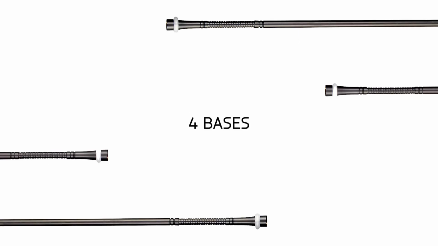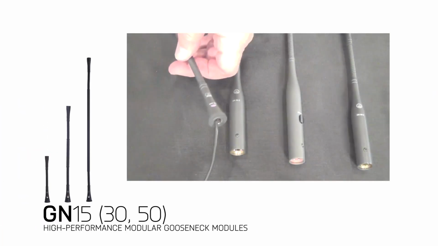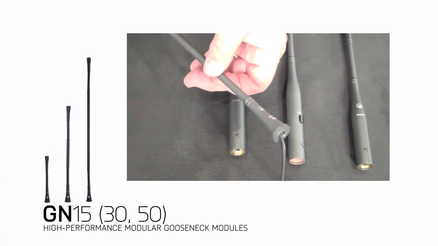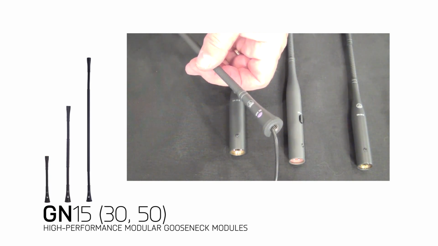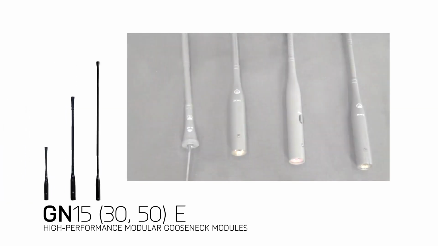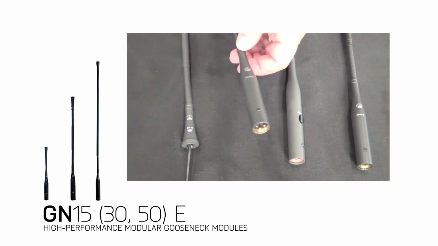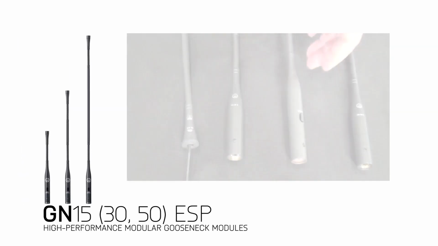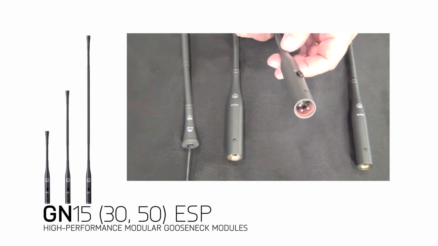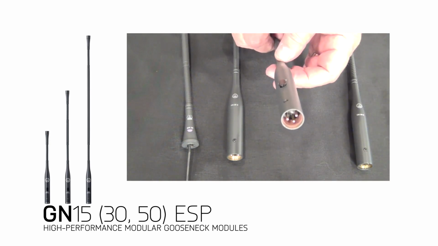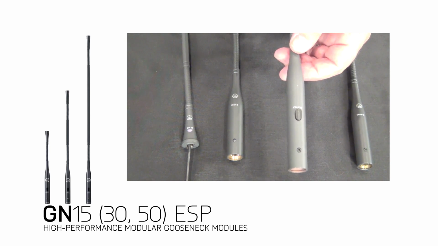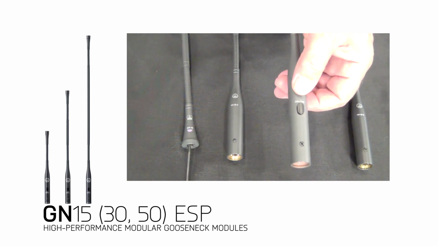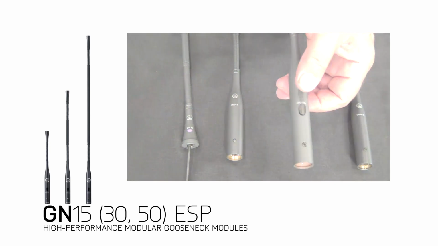There are also 4 distinct bases with different functionality. The GN series has a flange mount base for flush and table mount applications, as well as on stands. The GNE series has a 3-pin XLR connection and could be considered a standard gooseneck connection. We also have a 3-pin gooseneck called the ESP, which stands for Programmable Switch. This can be a push-to-talk, push-to-mute, or latch on and off, programmable by the installer.